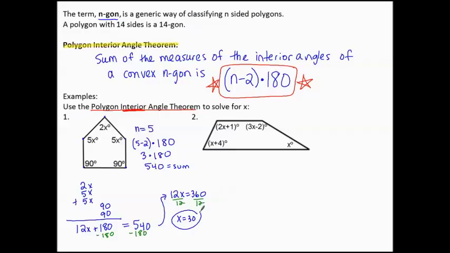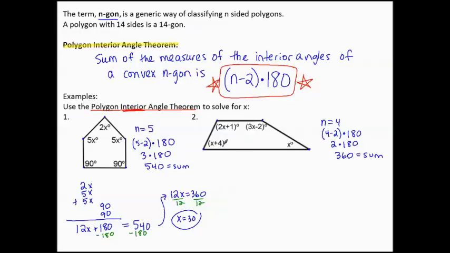Would you like to pause the video and try the next one on your own? So if you'd like to work with me here, let's start by counting the angles. 1, 2, 3, 4. 4 angles means 4 sides. So n equals 4, and our formula is 4 minus 2 times 180. 2 times 180 makes 360. So 360 is the sum.